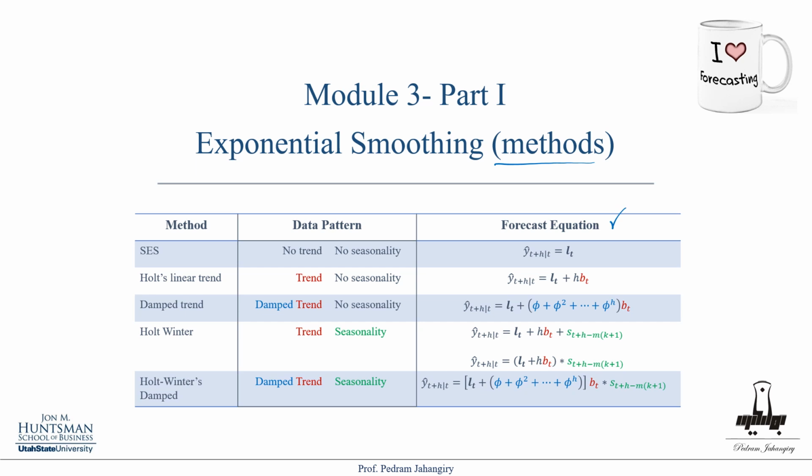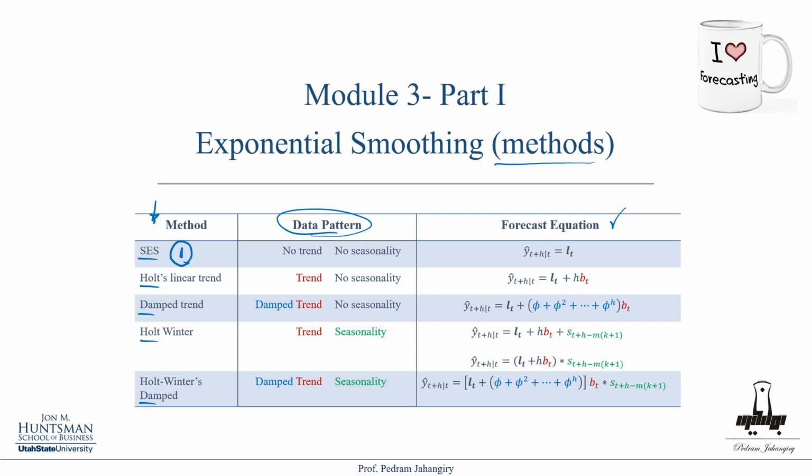Now let's look at the most commonly used methods. I have the name of the method on the left. So we have SES, which stands for simple exponential smoothing. We have Holt linear trend. We have damped trend. We have Holt-Winters, and we have Holt-Winters damped trend, right? And this is what kind of data pattern is suitable for that? If the data pattern is like this, what methodology is suitable for it? So let's start with the very first one. I'm going to label it as number 1, and let's try to make it as color-coded as possible.